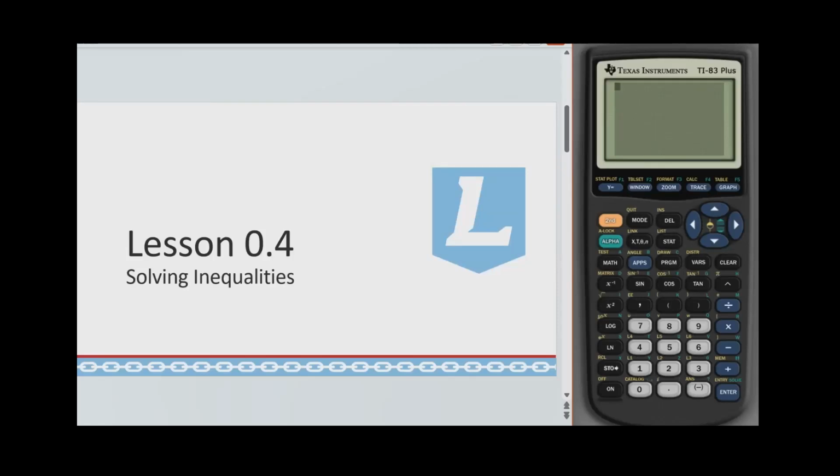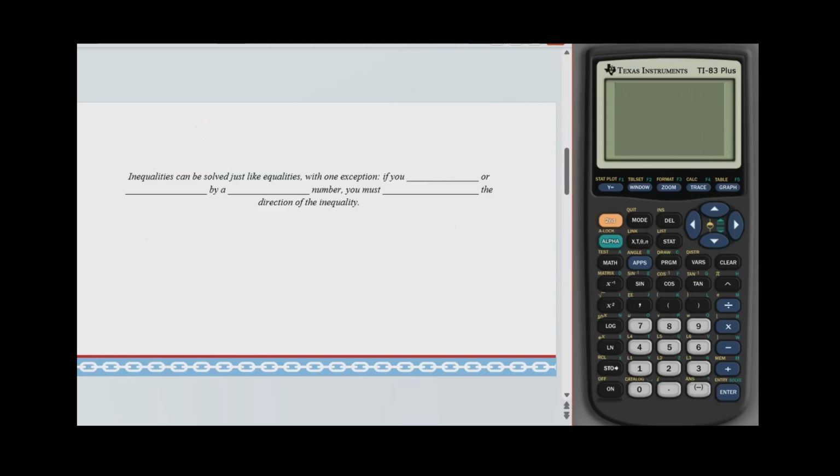Lesson 4 out of the review chapter, solving inequalities. Remember, inequalities are those greater than, less than signs, right? Greater than, less than, and then the or equal to versions, with that line underneath: greater than or equal to, less than or equal to. So inequalities can be solved just like equalities with one exception.